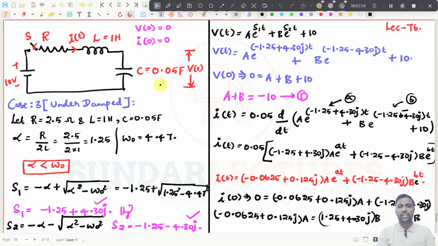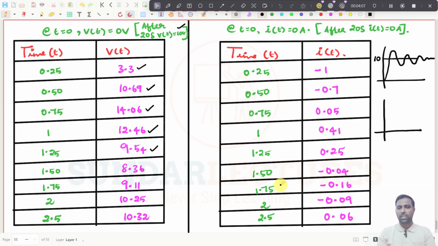What is the current that is going to be stored? Obviously it will be zero. See, at infinity time, or at steady state, the current in the capacitor will obviously be zero, right? And how the current goes to zero is what we are seeing in three manners. One is critically damped and over damped, which we have seen in the previous class.